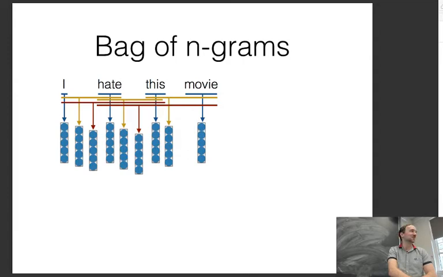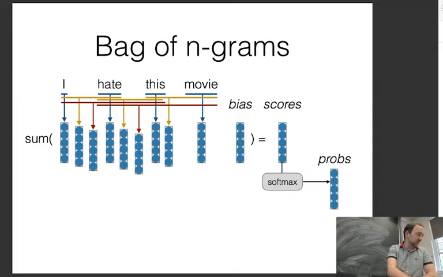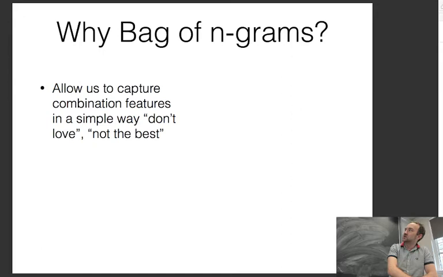Okay, so bag of n-grams, this is a good baseline. And then we add our bias. We sum all of these together and get our scores. And we use this to calculate our probabilities. So the nice thing about this is it allows us to capture feature combinations in a simple way. So we can get stuff like don't love, not the best, etc. Anything as long as it's up to length 3. And we've seen it in our training data enough times to learn the values.